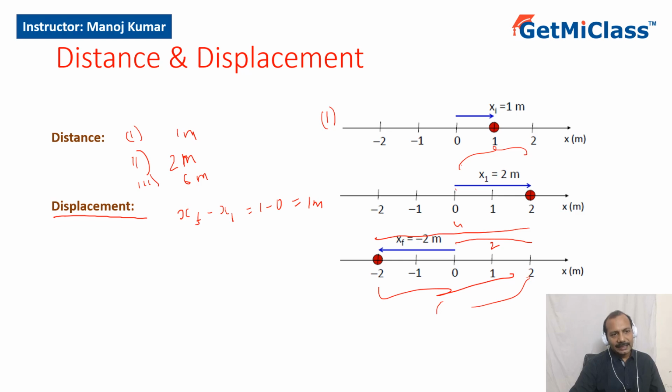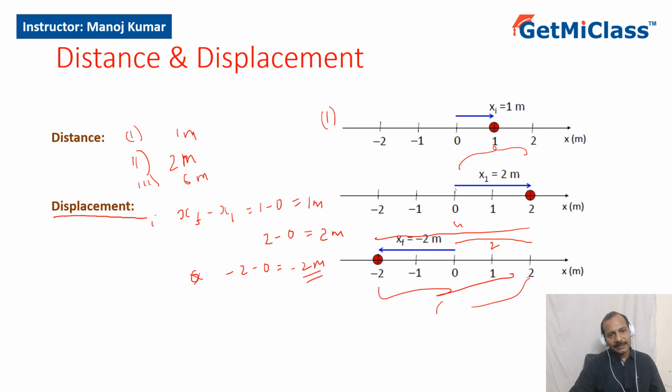Second case, again final position is 2 and initial position is 0, so 2 minus 0 is equal to 2 meter. Third case, initial position is 0 and final position is minus 2. So I'll say final minus initial would be equal to minus 2 minus 0, that is equal to minus 2 meter.